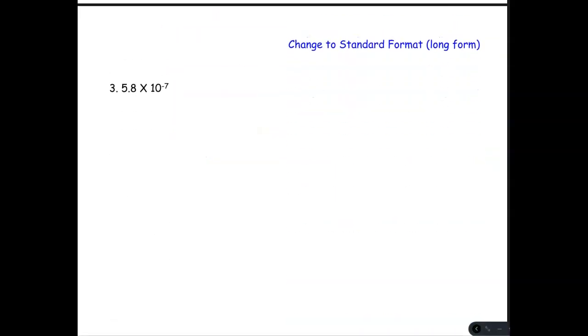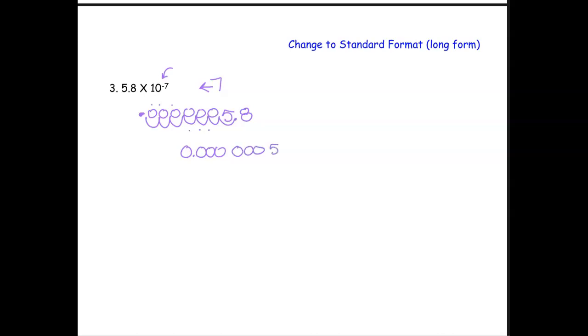Number 3. For some reason, this worksheet really liked the number 7. So again, we're going to move 7 to the left. So I'm going to write my number and then do my moving. So 1, 2, 3, 4, 5, 6, 7. My new decimal point. The empty bubbles get zeros. Rewrite my answer neatly so my teacher will be happy. 1, 2, 3. 1, 2, 3.